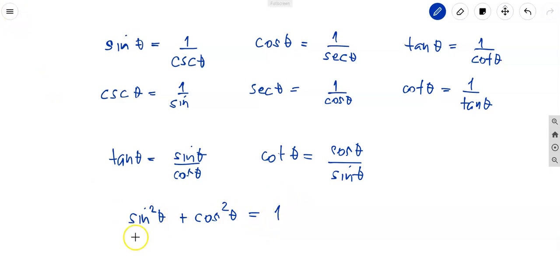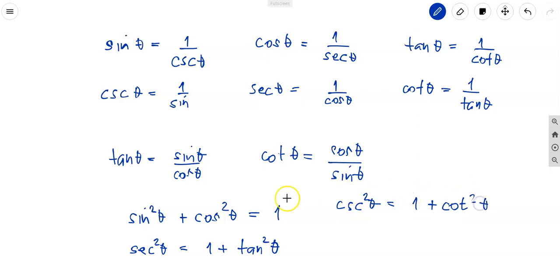We have as well secant squared theta is equal to 1 plus tangent squared theta, and the other one is cosecant squared theta is equal to 1 plus cotangent squared theta. From here, as I said, you can have cosine squared theta is equal to 1 minus sine squared theta, when you move only the sine squared to the other side. And for sine squared, you move the cosine squared to the other side, so sine squared theta is equal to 1 minus cosine squared theta.